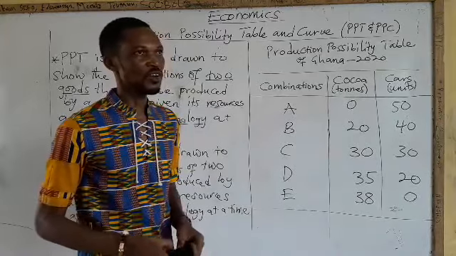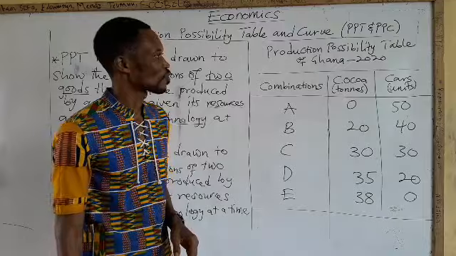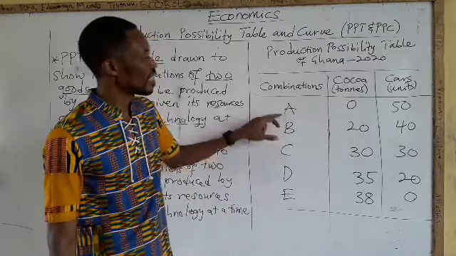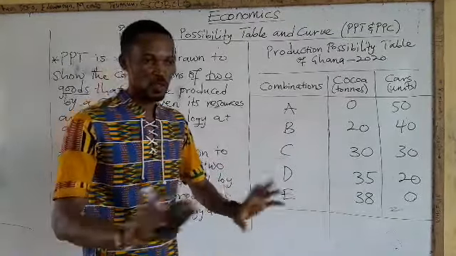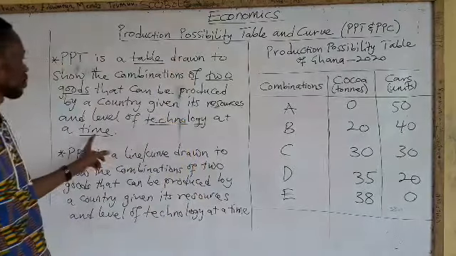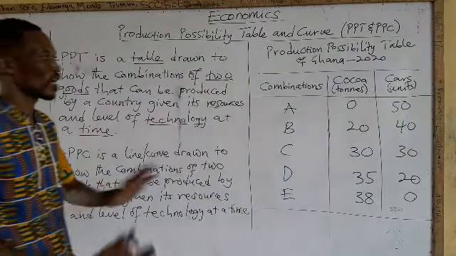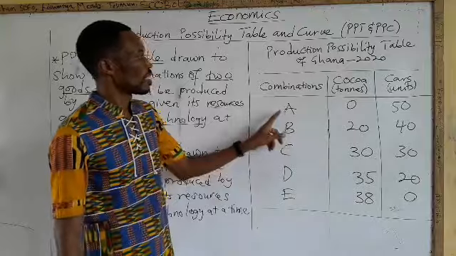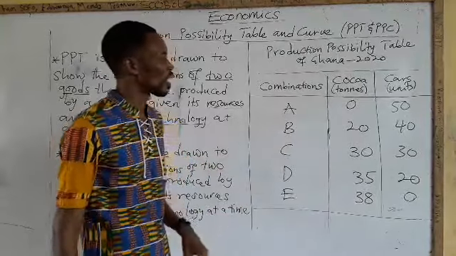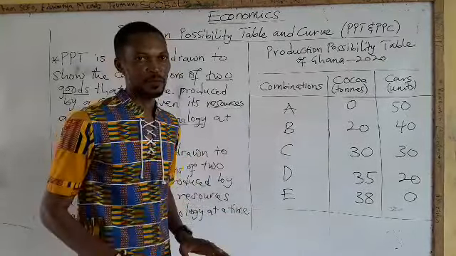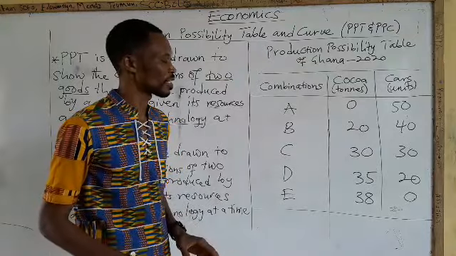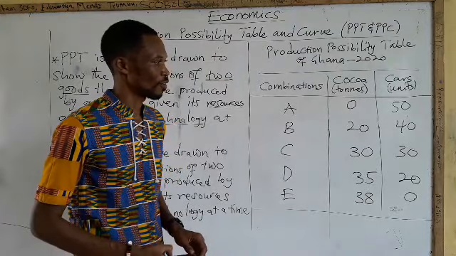Note, the country cannot have the chance of producing combination A and B at the same time. It's not possible. Remember, I mentioned the time factor. At the same time, you can't have the production of A and B. No way. You can only have one at a time. Take note of this. Very important. Very, very important. Take note of that.